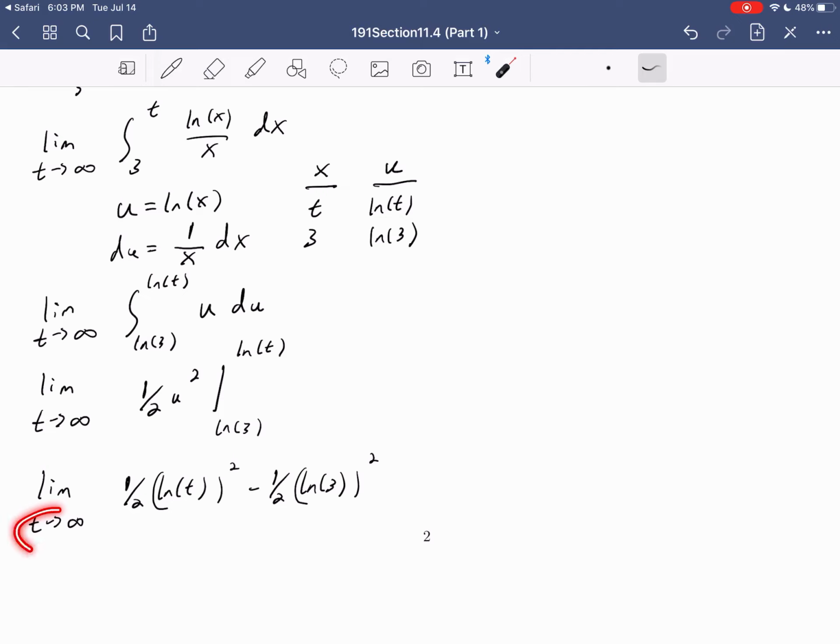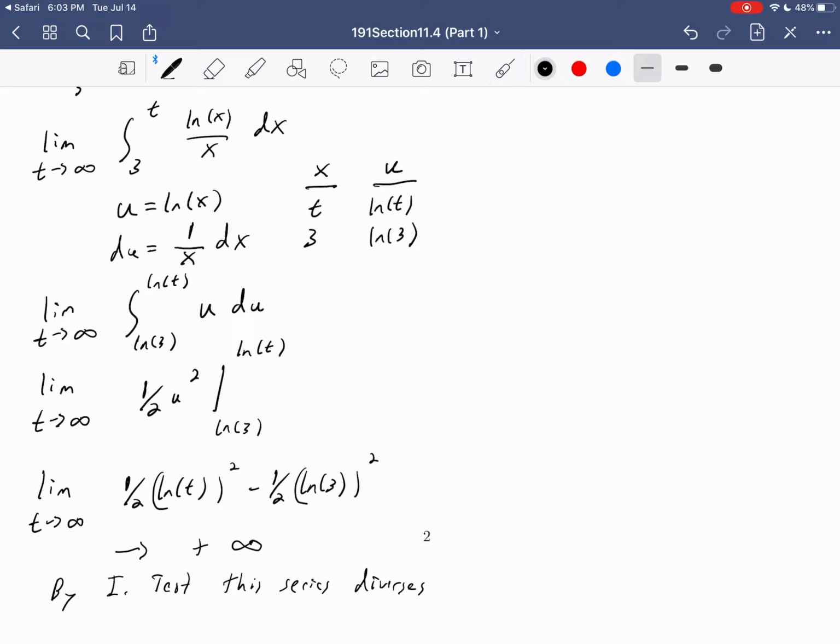As t goes to infinity, ln of t slowly goes to infinity, but it does go to infinity. Squaring that is still going to head towards infinity, so this is going to head towards positive infinity. So we would say, by integral test, this series diverges.